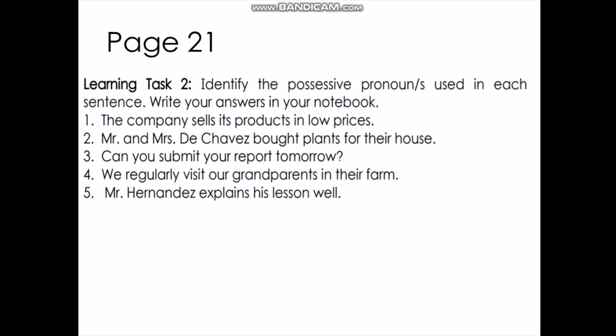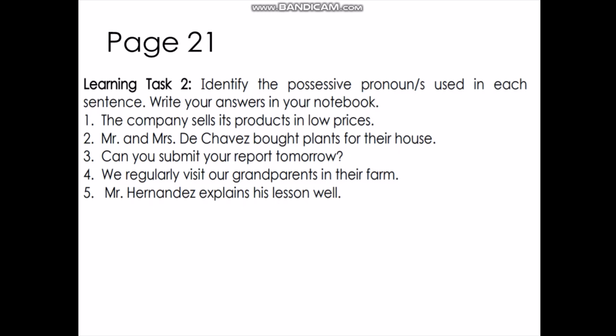So for number 1, the company sells its products in low prices. Number 2, Mr. and Mrs. De Chavez bought plants for their house.